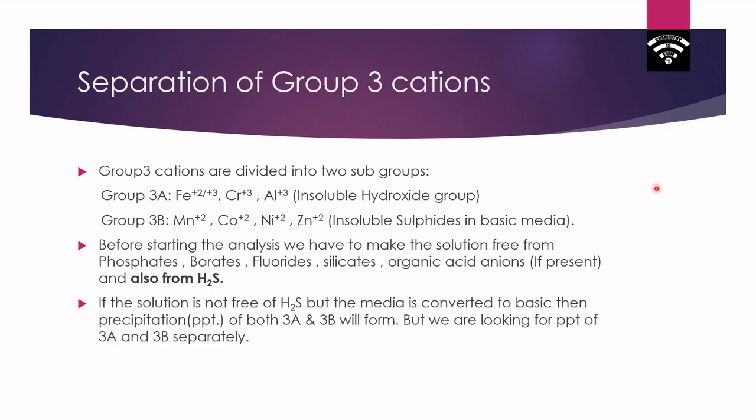As you know, the group 3A cations form insoluble hydroxides in basic media, while group 3B forms insoluble sulfides in basic media. Suppose we don't remove H2S from the solution and we add base to the solution. Then we will find both the precipitation of group 3A hydroxides and group 3B sulfides, which causes problems in our further analysis, because we want the precipitation of 3A and 3B separately.